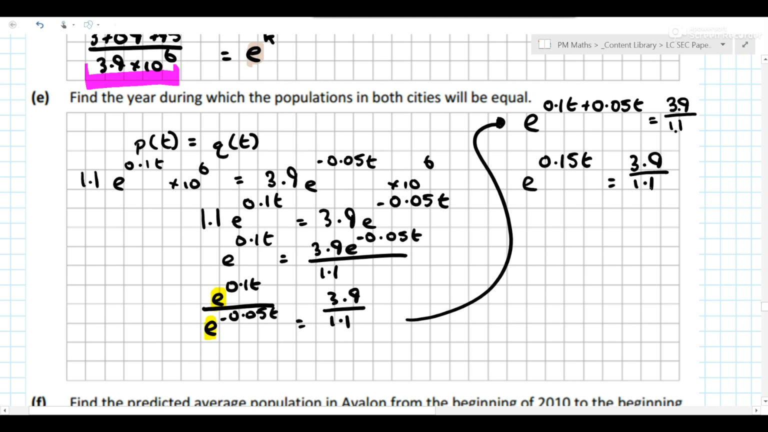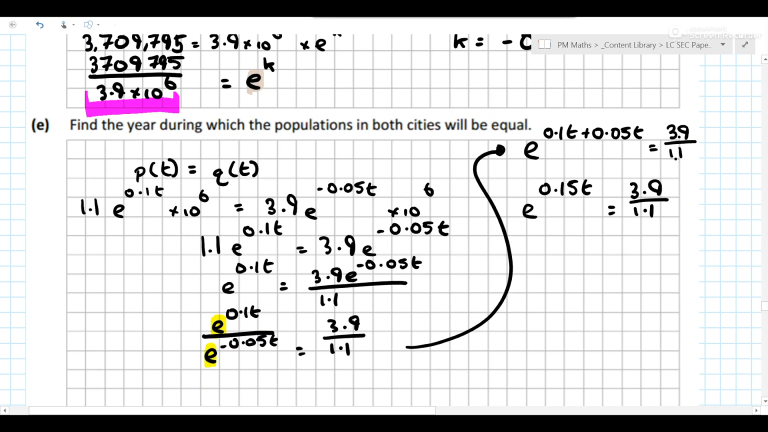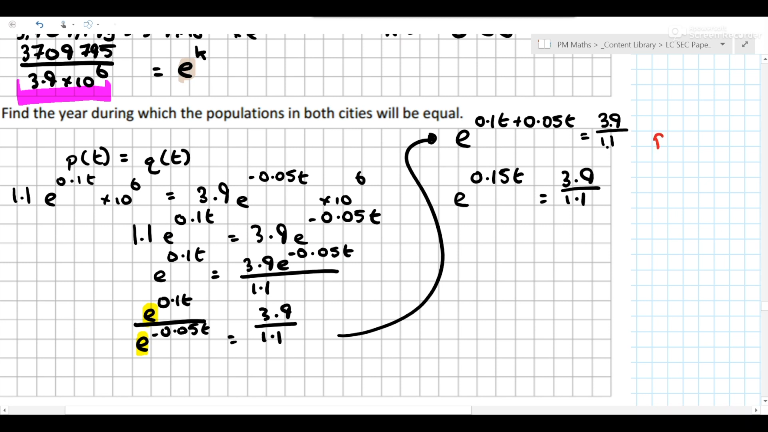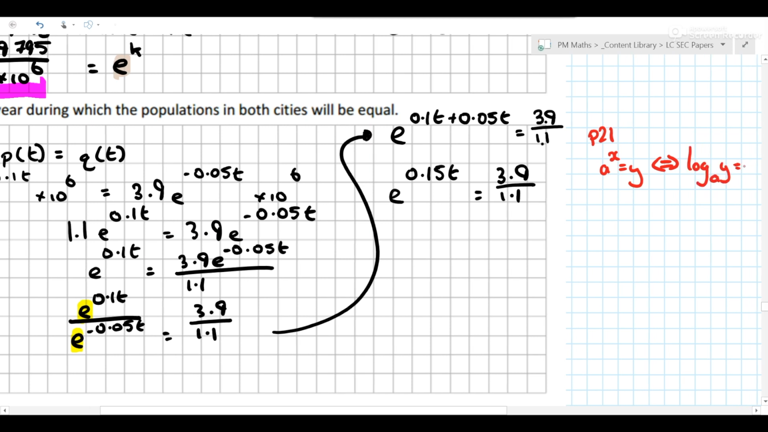Now, it's exactly the same as the previous question. We don't know the index. We didn't know the k up here. We don't know the t down here, which is the index. So again, page 21, if we have in the top right hand corner a to the x is equal to y, log to the base a of y is equal to x. So what's my a? A is equal to e.